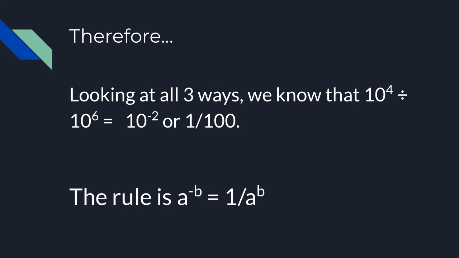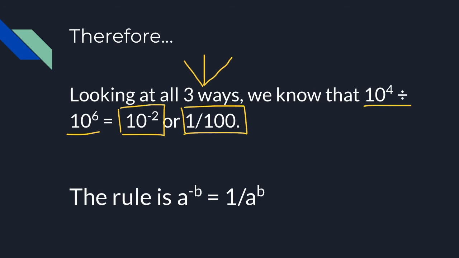Therefore, looking at my pattern, looking at my quotient of powers, looking at my definition, I know that 10 to the 4th divided by 10 to the 6th is 10 to the negative 2, which equals 1 over 100. So the rule is, when you have a base to a negative exponent, you give yourself a placeholder of 1 in the numerator, you scoot your base to the denominator, and you change your exponent to positive.